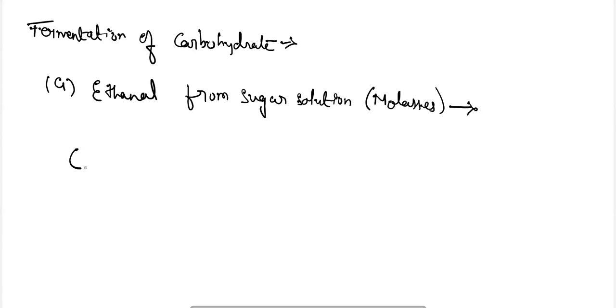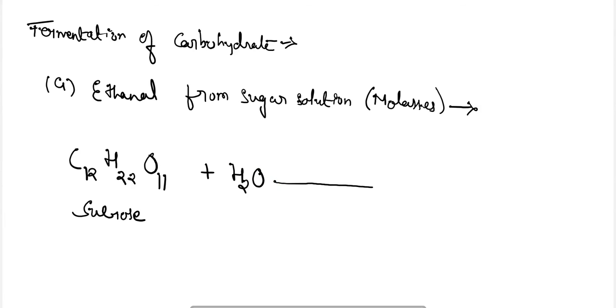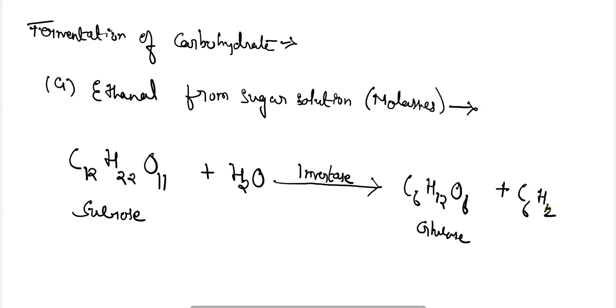So the proper reaction taking place here is C12H22O11, which is sucrose, the sugar present in the molasses. In the presence of water, the invertase, a biological enzyme, will break this sucrose into glucose and fructose, that is C6H12O6 glucose and C6H12O6 fructose.